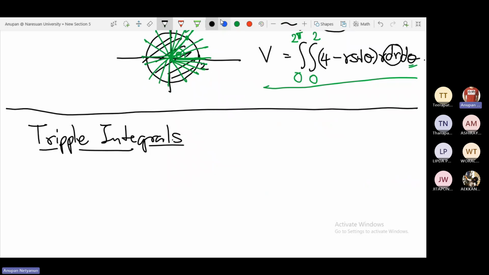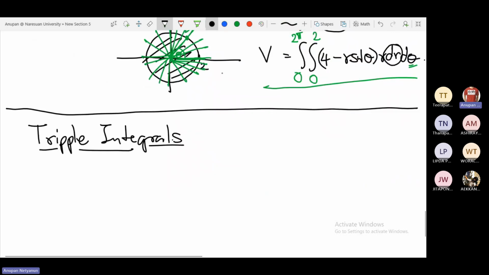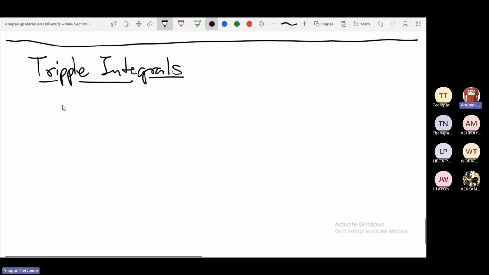Now let me give you an idea, okay? So let's look at a single integral, which is a definite integral, which is the integral of f(x) dx, and then the double integral.